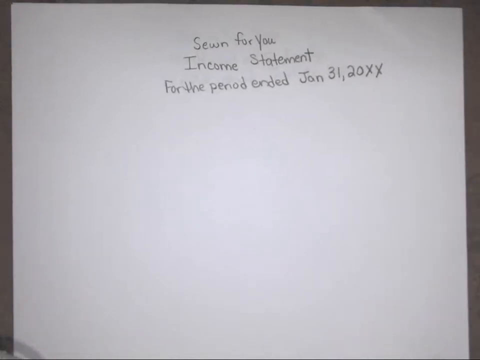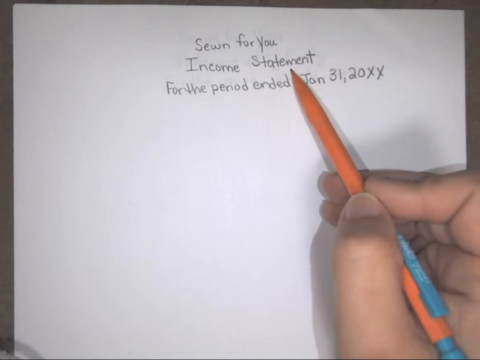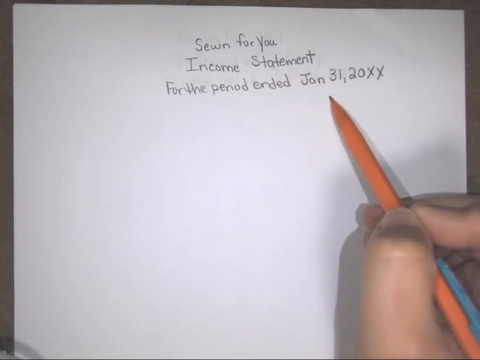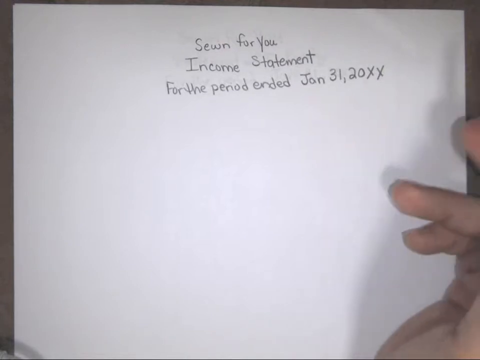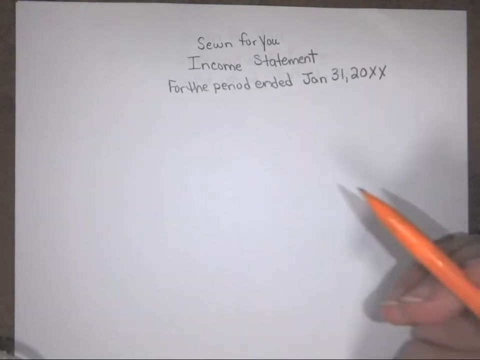So the first statement I want to look at is going to be the income statement. Again, notice I do have company name in the header, statement name, and this is a "for the period ended" type of statement because we're not just looking at one day. We are actually looking at a period, and in our case it is a month, but it could be a month, it could be a quarter, it could be a year.